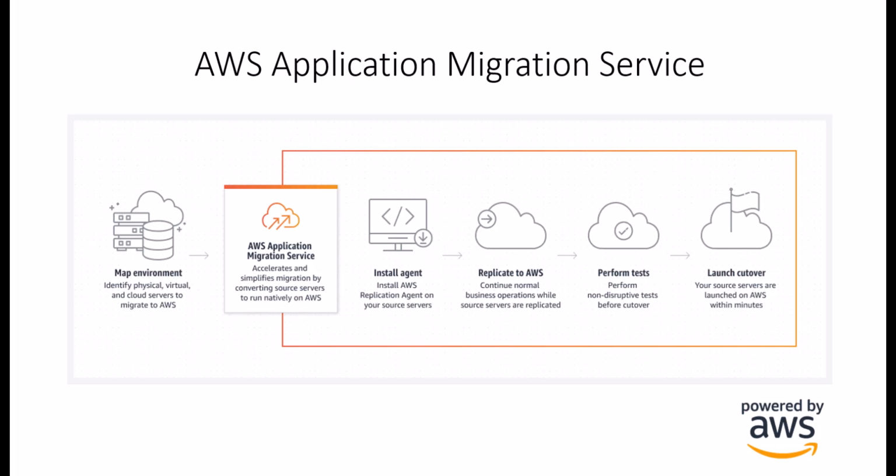Okay, now that we've talked about the requirements, let's talk about the process of actually migrating the server up to AWS. First, we need to identify the virtual servers or physical servers that we're going to migrate up to AWS. And then we need to go through the steps of actually migrating the server, which is installing the agent on the source server, replicating all of the settings and disk information, performing tests on that server before we actually cut it over. Once we cut it over, then we can turn off the replication and then shut down the on-premises server.